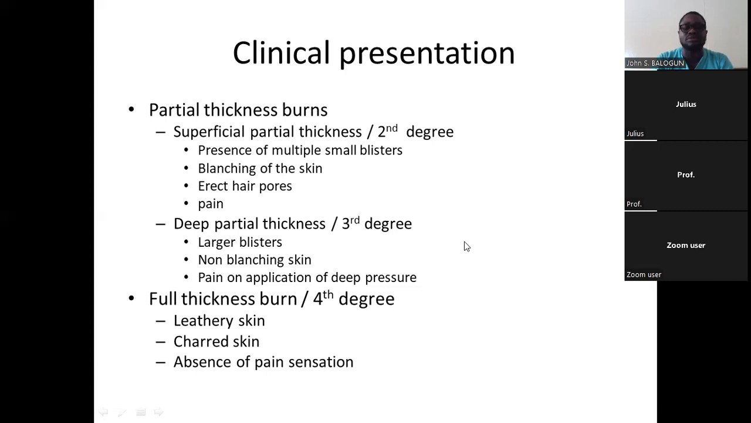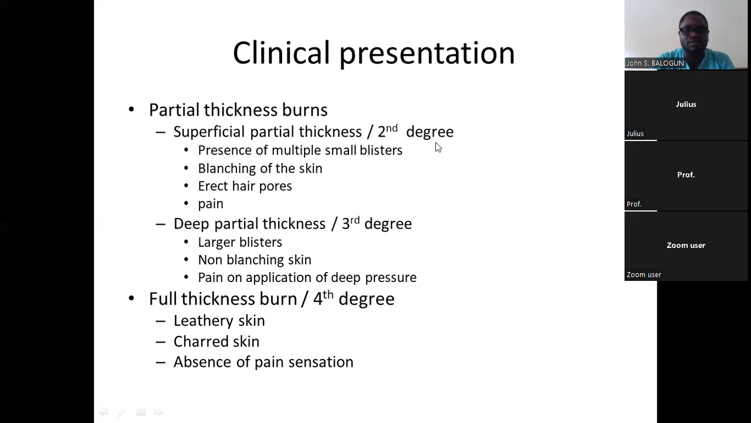For deep partial thickness burn, the blisters are larger. We see large blisters, sometimes up to 5 cm, sometimes up to 3 cm. The skin is non-blanching. Once you open the blister, the skin is reddish, erythematous, and once you apply pressure, it does not blanch. There is pain, but the pain is on deep palpation. Are we communicating? Yes, sir.